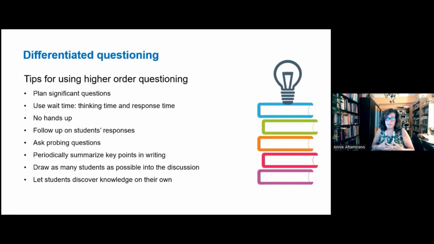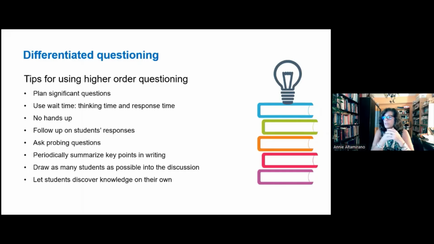Use wait time, that is, give thinking time and response time. Normally we ask a question and we expect our students to answer like this, immediately. No, I mean, this is not real.